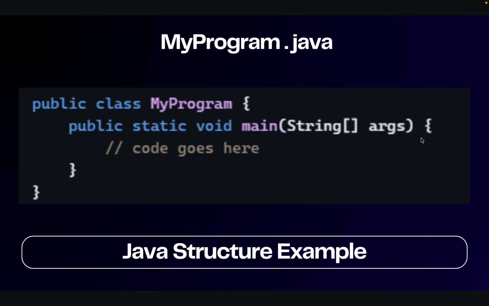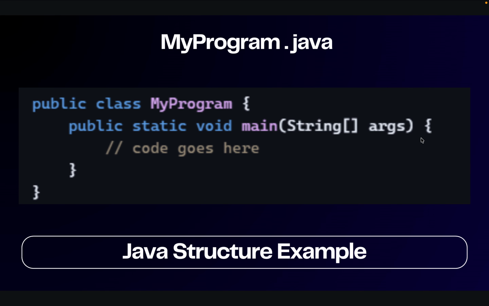So here is a brief example of a Java file. This is the standard structure that you would have. You see here, we have public class my program. That's the class that we were just talking about on the last page. And you see its name, my program. At the top, it says myprogram.java. So that is the name of the file if you were to look for it in the computer.